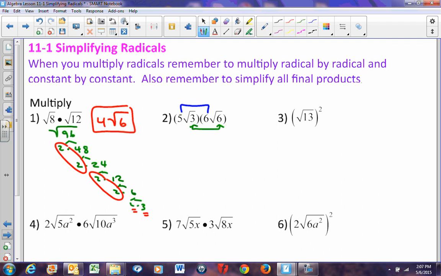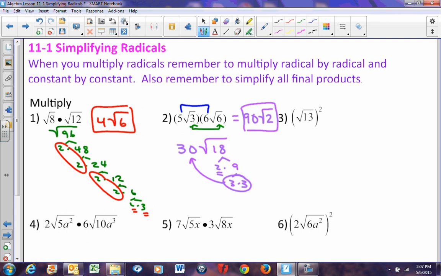So this, 5 times 6 would be 30. Square roots of 6 times 3 is 18. Does 18 break down? Yeah, it's 2 times 9. And 9 is 3 times 3. So this 3 goes outside, gets multiplied by that 30. So this becomes 30 times 3 is 90. Square roots of 2, because my 2 is right there. 90 square roots of 2 when I multiply those two things together.